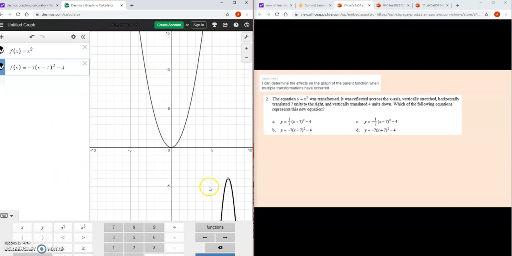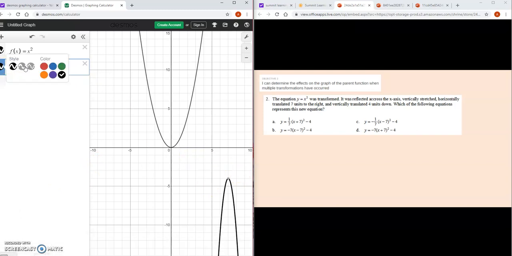Okay, so if you take a look at this, let's change the color of that one. It got reflected, so now your graph opens down, and it became vertically stretched, meaning your graph became narrow, and then it horizontally translated 7 units to the right, and then it vertically translated 4 units down. So again, use Desmos, and good luck on your test, guys.